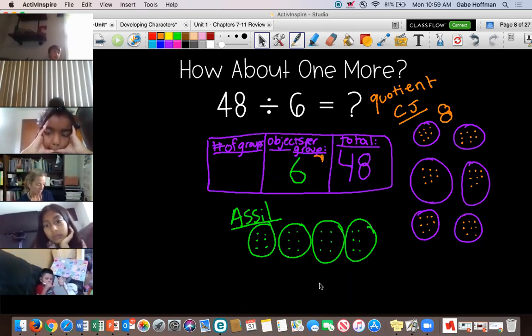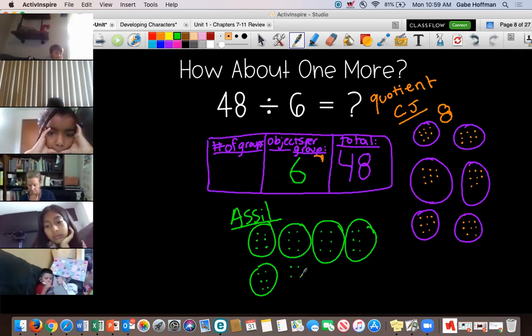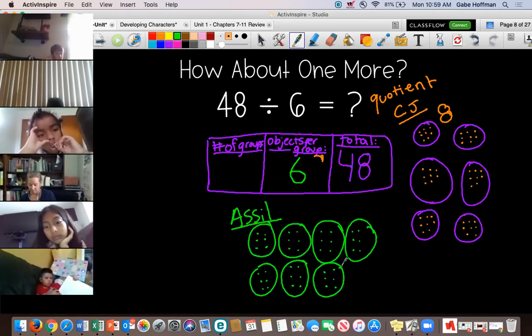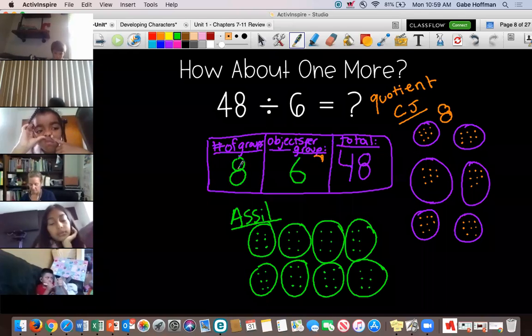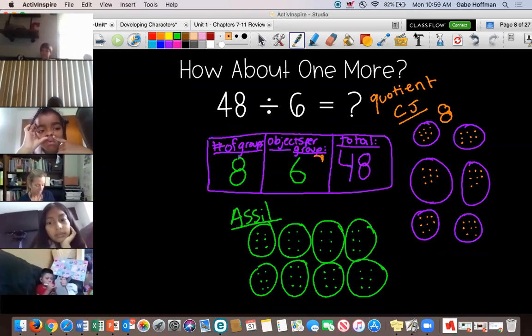Sorry, Zoom has a little thing in the way that you can't see. There we go. And then another 6 is going to be 30. 36. 42. 48. And then I count my number of groups I got, and that would be 8. Okay, so that's how you would do it, putting 6 objects per group.